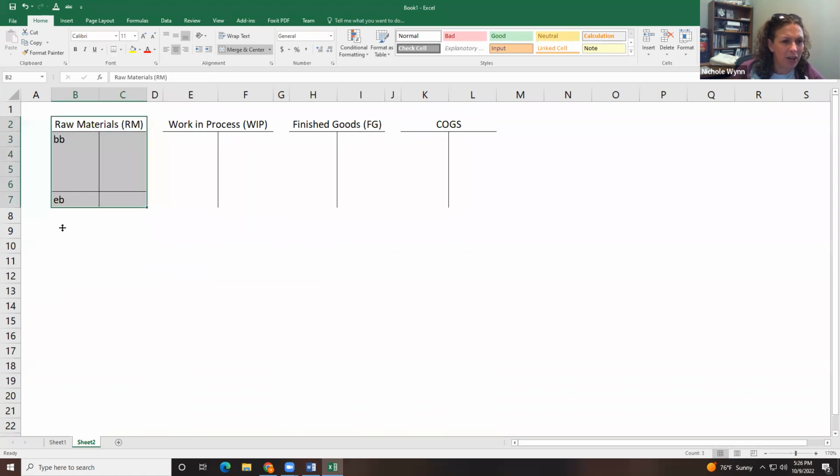So what I've got is a raw material account where I'll start with a beginning balance and an ending balance. What I want you guys to think of is that this is like the storage room. This is where all the pieces and parts are hanging out. So we can have a person in charge of that storage room, and they're the ones that let people bring in stuff and take stuff out.